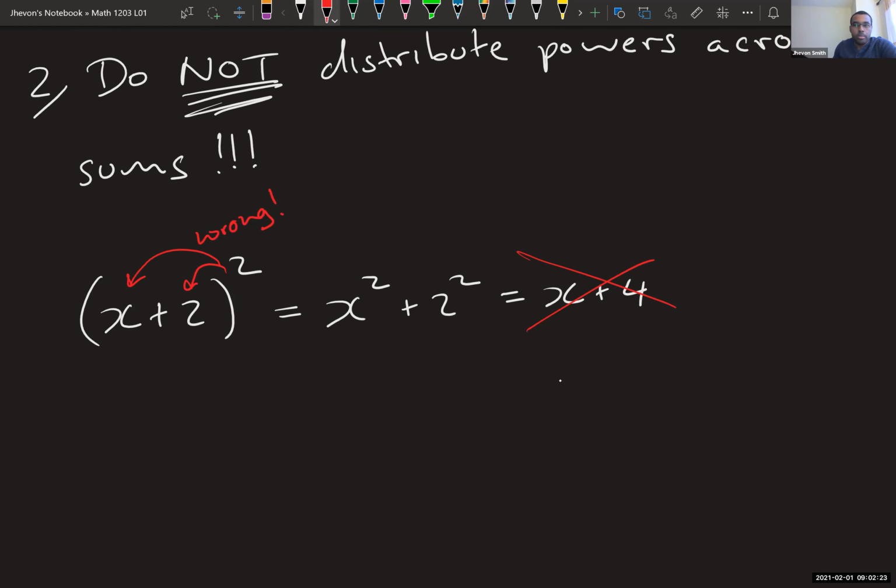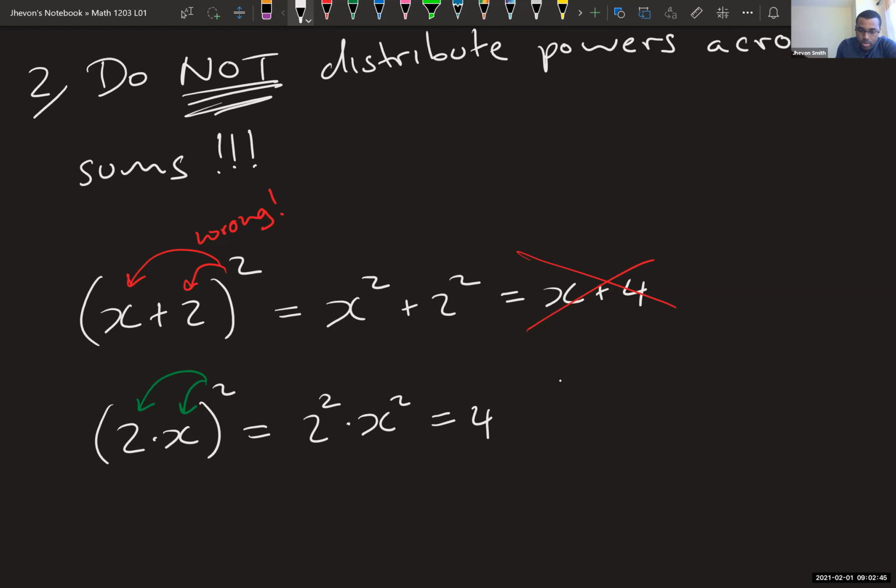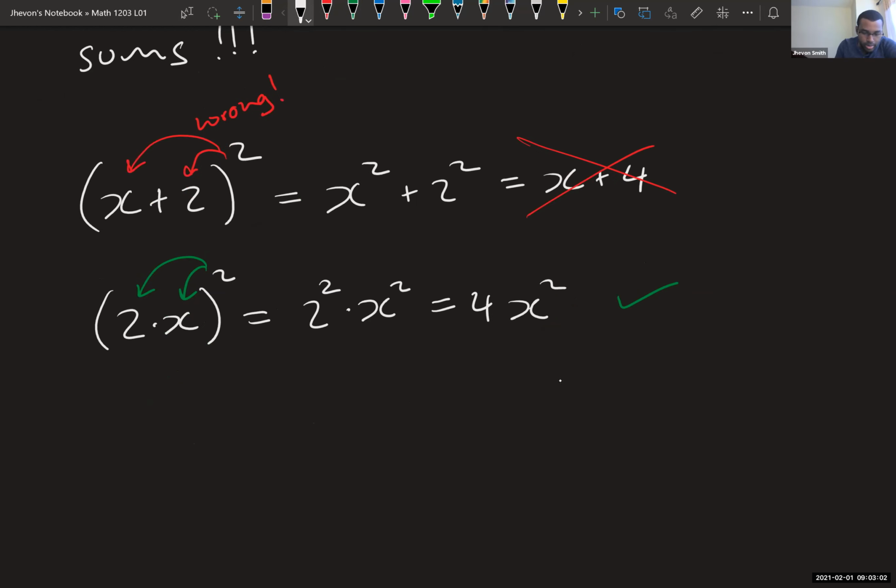It cannot be distributed because it's a power. You can't distribute powers across sums. You can distribute powers across products. So if I had a 2 times an x squared, then yes, it is actually okay to distribute this here and there. So that's 2 squared times x squared equals 4x squared. By the way, a lot of students will make a mistake here and write this as 2x squared, which is incorrect. The parentheses means that the 2 has to be squared as well as the x. So that's actually okay.